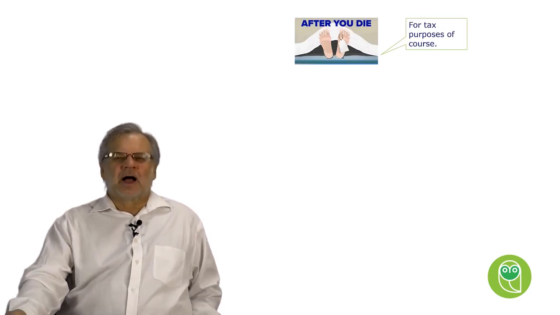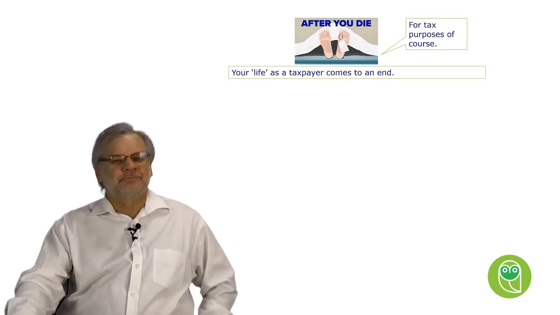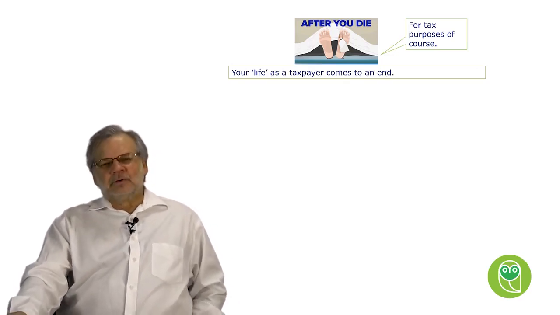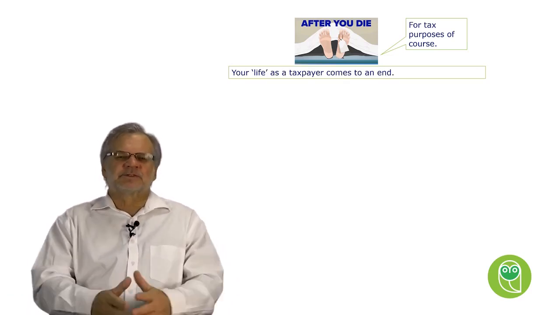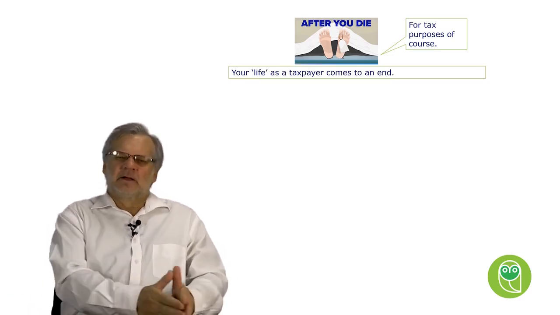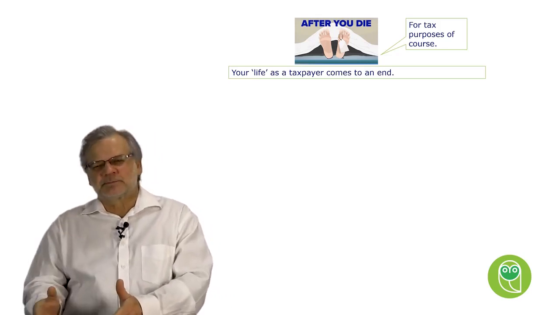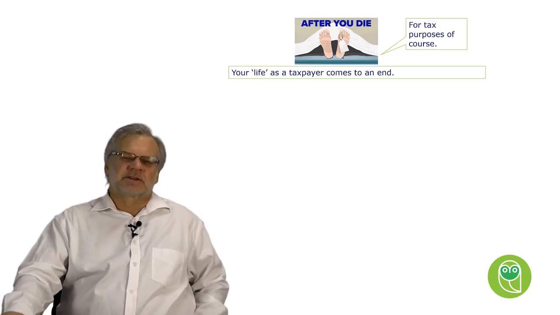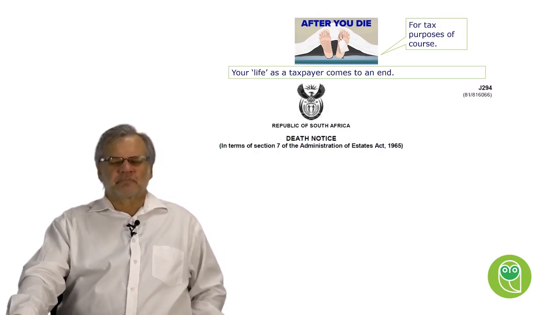Right, okay. What happens after you die? Of course, from a tax point of view, we're not dealing with the other issues there. Your life as a taxpayer actually comes to an end. I put life in inverted commas because this is a taxpayer. When you are born, you start earning income, you register as a taxpayer, and that life as a taxpayer comes to an end at the time of death.